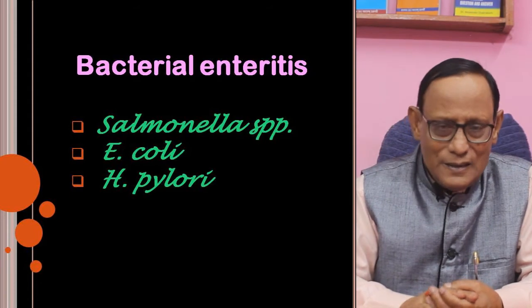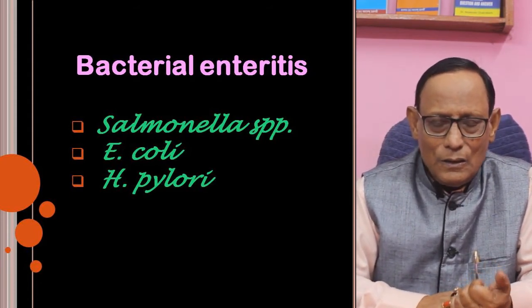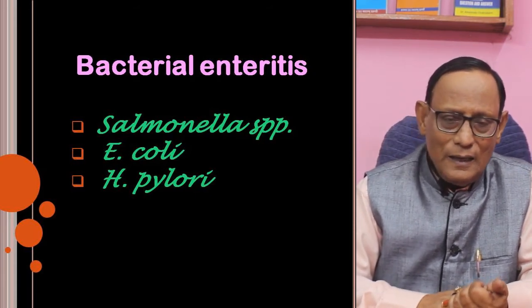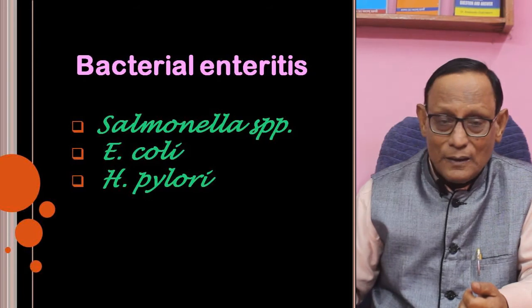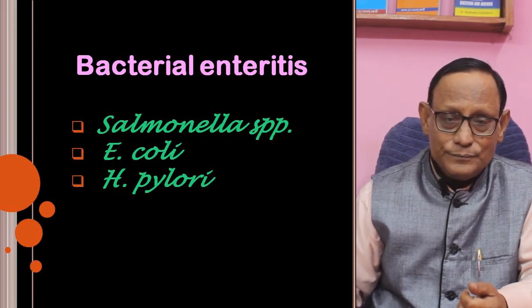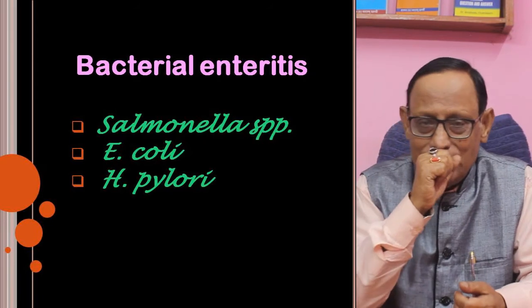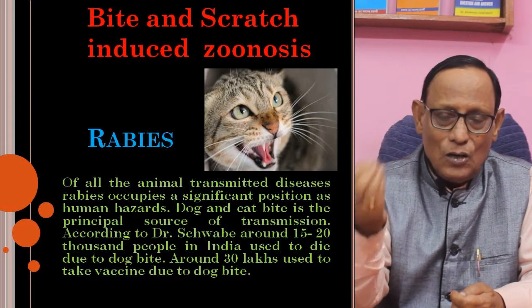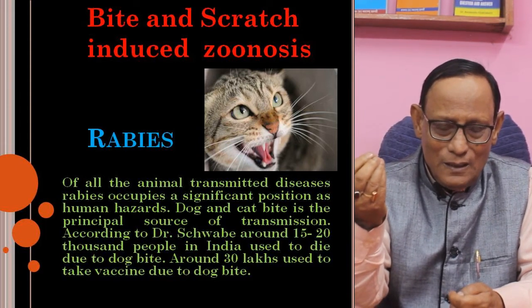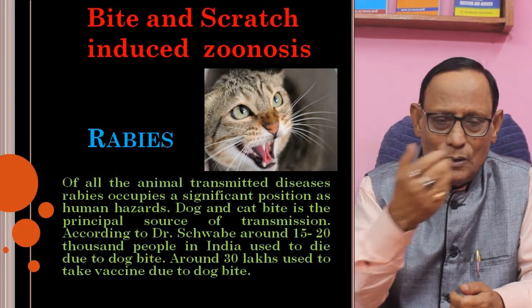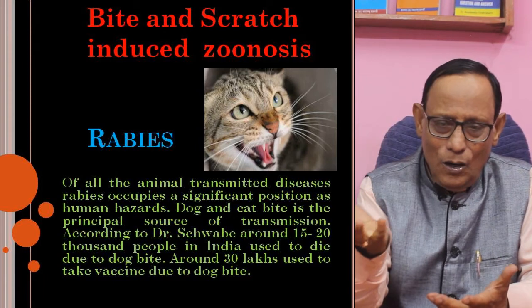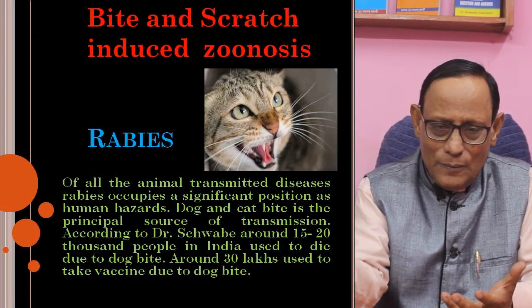Then we have bacteria. Of the bacteria, man may acquire Salmonella species, E. coli, and H. pylori, Helicobacter pylori. And then the question of bite and scratch. I have already given a slide on dog bite in my YouTube video. One can have access to it. But here rabies also applies. All warm-blooded animals suffer from rabies. Cats also suffer from rabies.